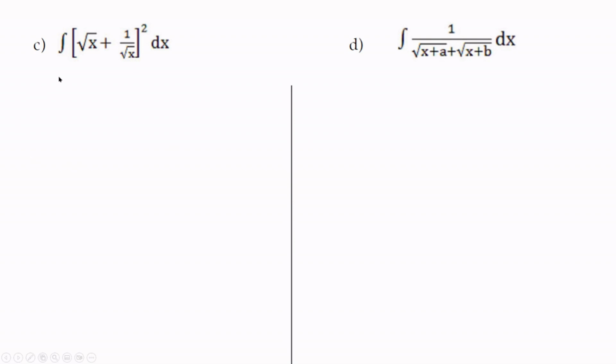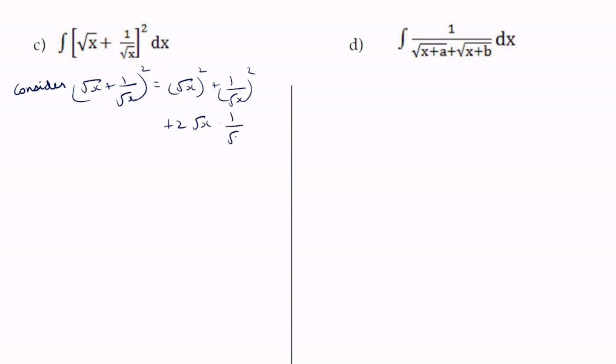Moving on to the next subdivision, integral of root x plus 1 by root x the whole square. So first let us square the term. Consider root x plus 1 by root x the whole square. It is root x the whole square plus 1 by root x the whole square plus 2 root x into 1 by root x. So this is x plus 1 by x plus 2.